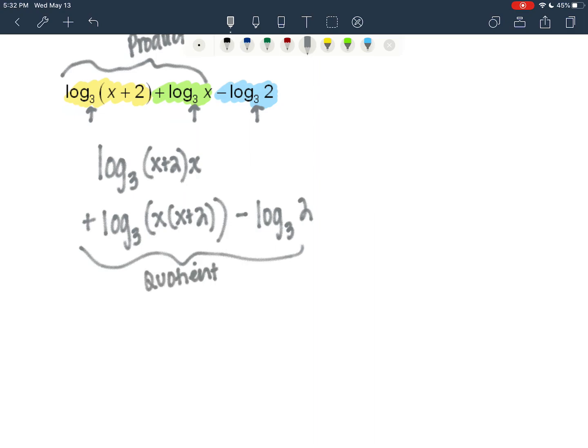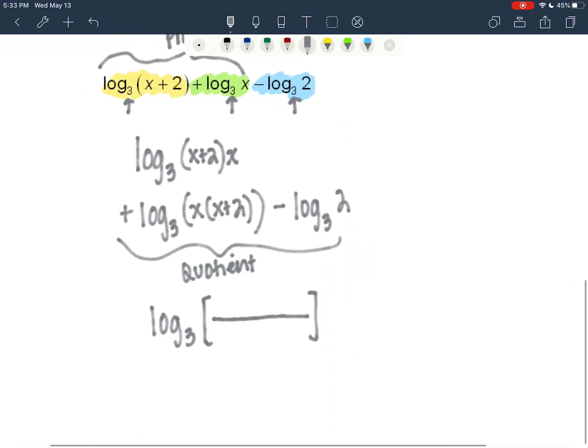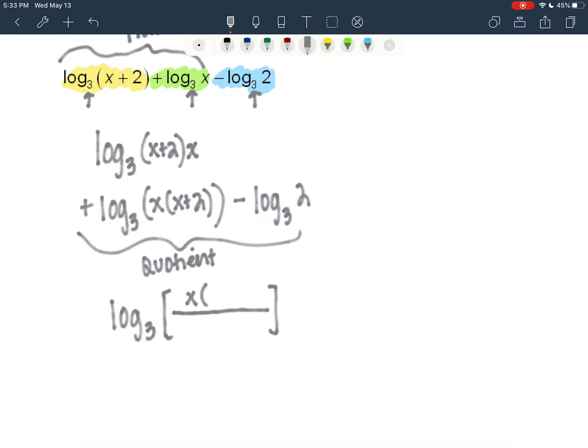So our quotient rule says log base 3, and now I'm going to make a fraction. What goes in the numerator? The positive logarithm's argument goes in the numerator. That's x times x plus 2. And the negative logarithm's argument goes in the denominator. And now we have successfully rewritten the original expression as a single logarithm.